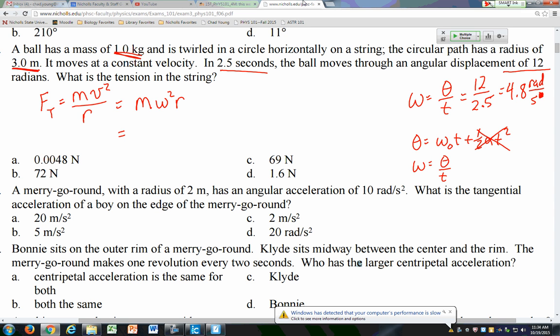So that's the mass, which is 1 kilogram, times omega squared, which is 4.8 radians per second squared, times r, which is 3 meters. So that's 1 times basically 5 squared times 3. It should be right around 75. B must be the right answer, right? C is the right answer? Okay, I guess I was wrong. All right, so C is the right answer. Okay?